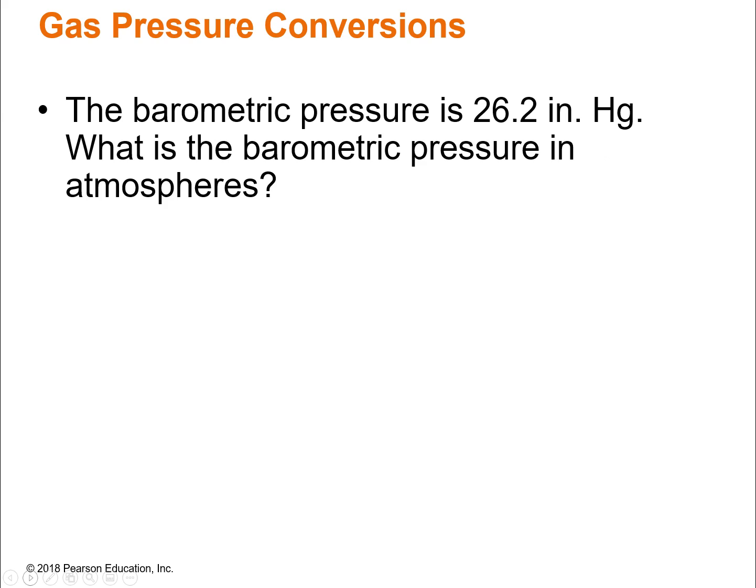So I'll do an example for you. Let's say the barometric pressure is 26.2 inches of mercury. What is the barometric pressure in atmospheres? If I were giving you this question on an exam, I would tell you 1 atmosphere is equal to 29.9 inches of mercury. I will not tell you that the 29.9 is an exact number. You'll need to know that.